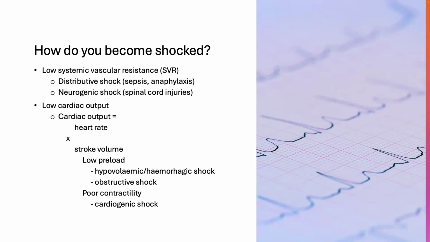or you can have a low preload. And the preload can be low either because you're volume depleted, such as you're hypovolemic or you bled, or because you've got an obstruction which hinders the return of blood to the heart. Those would really include things such as tension pneumothoraces, which increase the pressure in the chest and decrease your venous return, or pressure on the heart, such as with a constrictive pericarditis and acute tamponade.